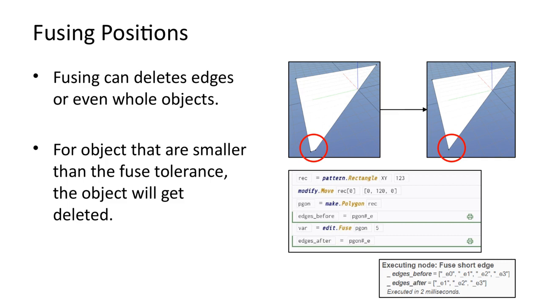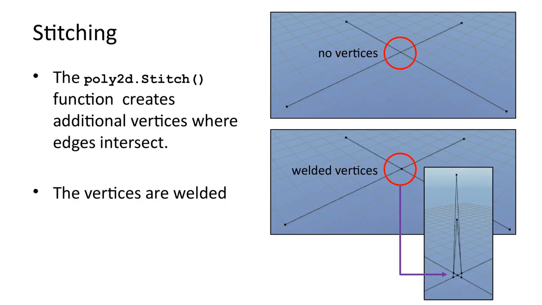Next, we will look at stitching, another way of creating connectivity between polylines. When there are no vertices at the point of intersection, fusing cannot be used. In such a case, new vertices have to be inserted into both polylines. This is what the poly2d.stitch function does. In the example, we can see the two polylines before and after stitching. Visualization of connectivity reveals that the new vertices are welded.